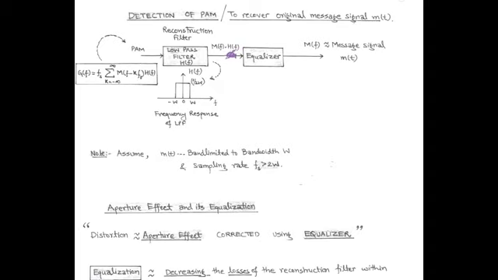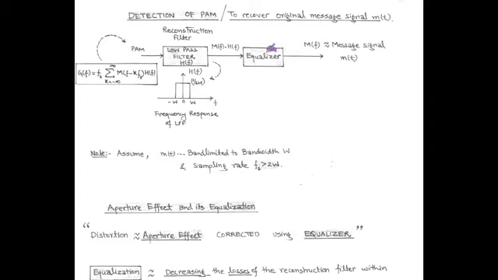Since the output of the low pass filter is the product of M(f) and H(f), the message signal amplitude is distorted because of the standard rectangular pulse H(f). This phenomenon is called the aperture effect. In order to correct this distortion, we use an equalizer after the low pass filter.